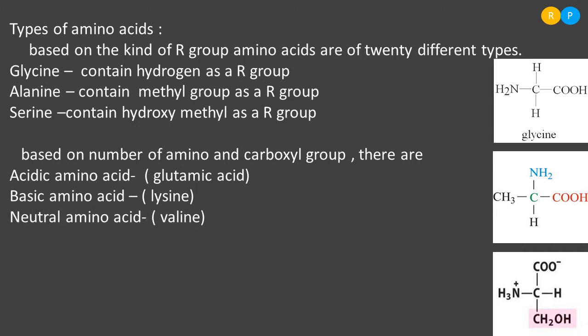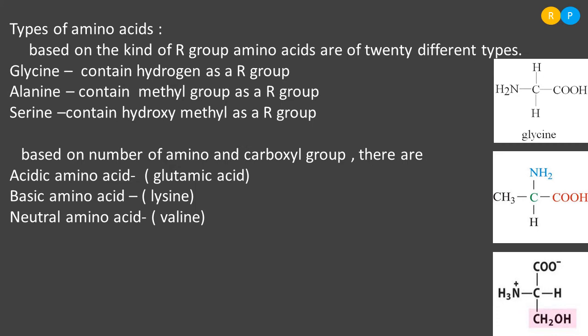And there is one more type, which is called neutral amino acid. What do you mean by neutral? A neutral amino acid consists of an equal number of basic groups as well as acidic groups. So when the amino acid consists of an equal number of basic and acidic groups, such an amino acid is considered a neutral amino acid. The best example is valine. Understood, children?